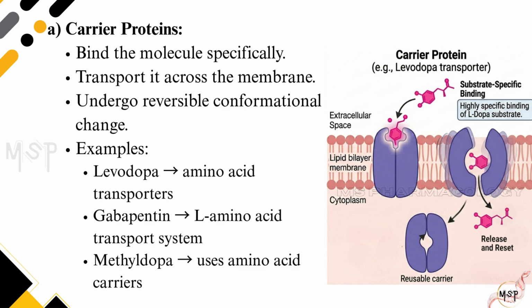Here's where it gets really clever. Some drugs are designed to mimic natural molecules so they can hijack these transport systems. Examples include levodopa, transported by amino acid transporters; gabapentin, transported by L-amino acid transport systems; methyldopa, transported by amino acid carriers. These drugs resemble amino acids and use amino acid transporters to cross membranes.